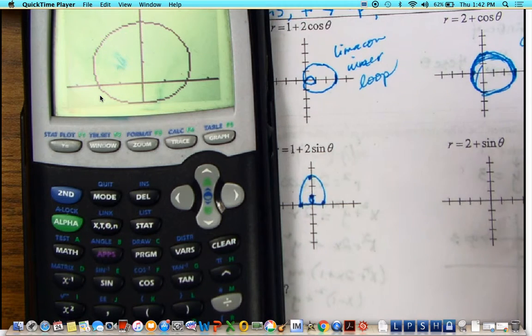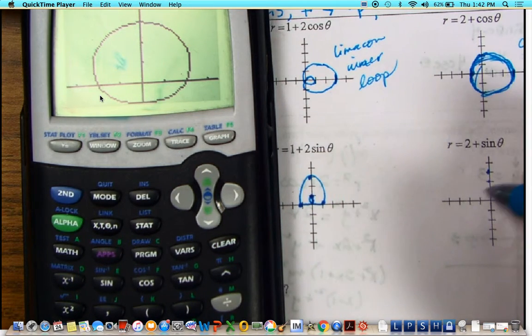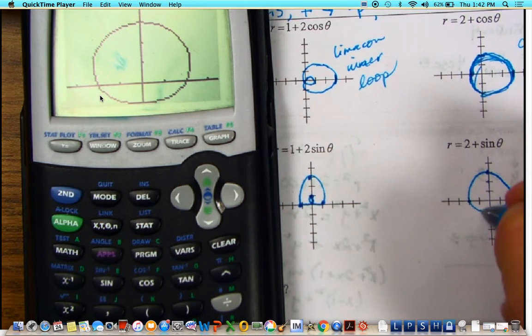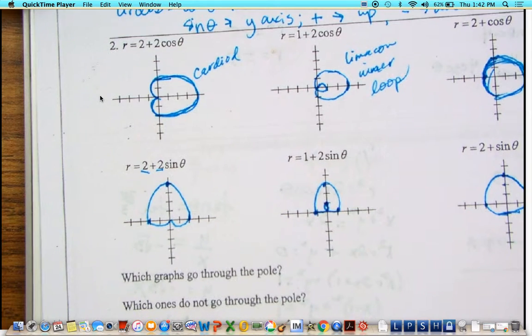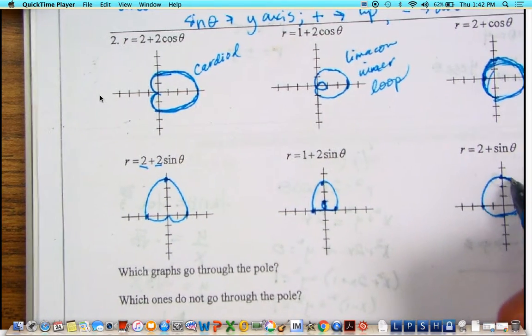Okay, and then there's your convex limaçon for the last one. So again, we're 3 units from the pole this way, 2 here. So it just flattens out on this side. It's a little potato. Well, it's ugly, but.